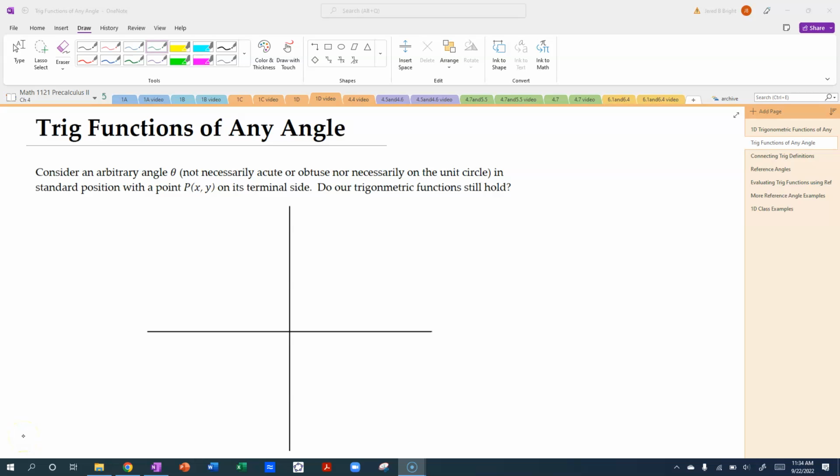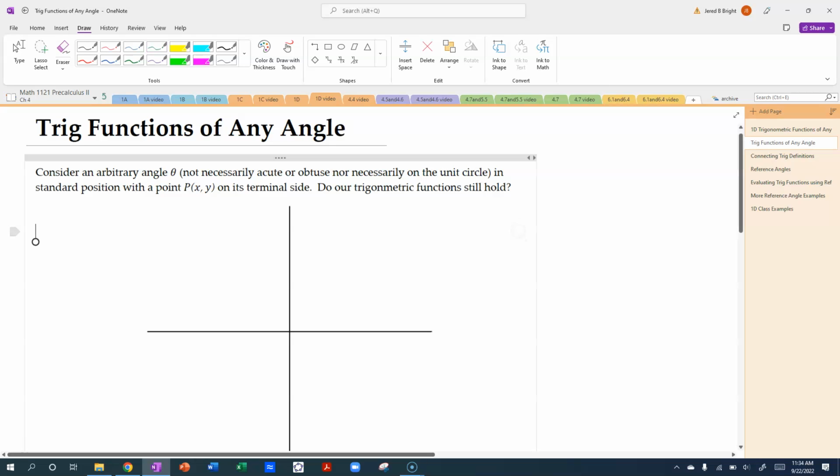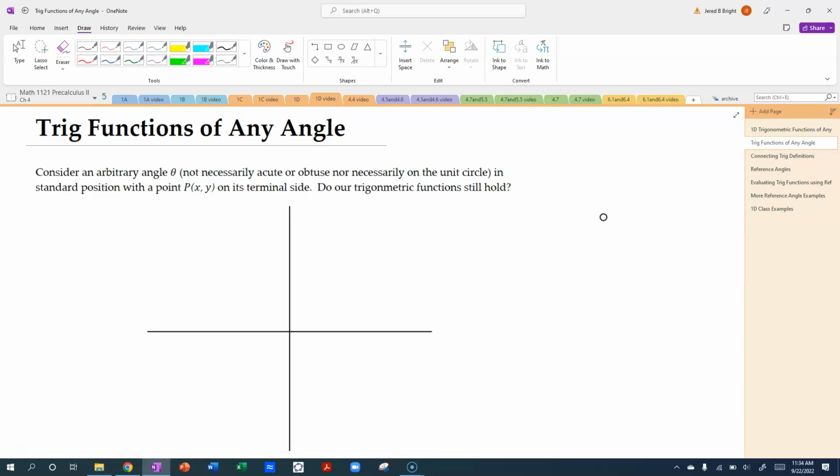Welcome back, Professor Bright here, and our next topic of study is going to look at trig functions of any angle. Before, we've talked about trig functions on the unit circle and in triangles. Now we're just going to consider a general angle. It could be acute, it could be obtuse, and we don't know if it's necessarily even on the unit circle.